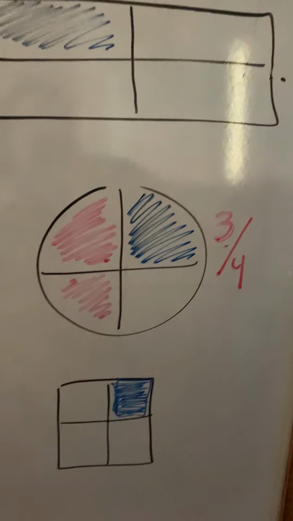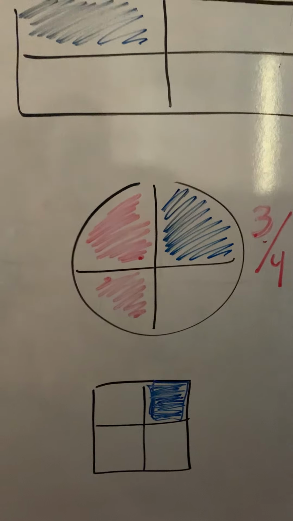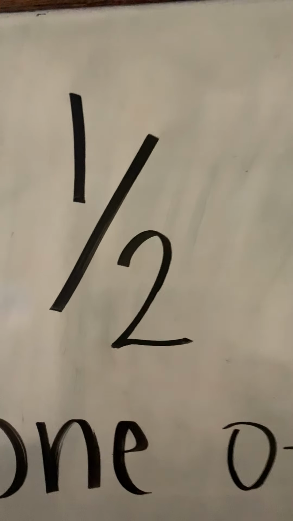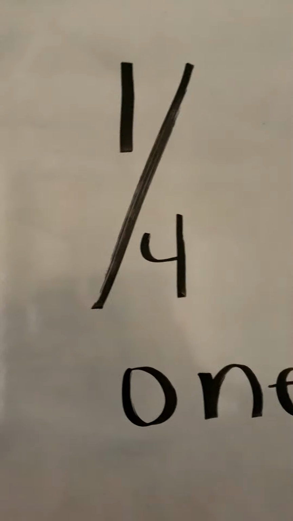On the next page, you're going to be practicing shading in or coloring in the shapes that you see partitioned. You have to look very carefully. It's either going to say 1/2, which means 1 of the 2, or 1/4, which means 1 of the 4. Can't wait to see what you put.